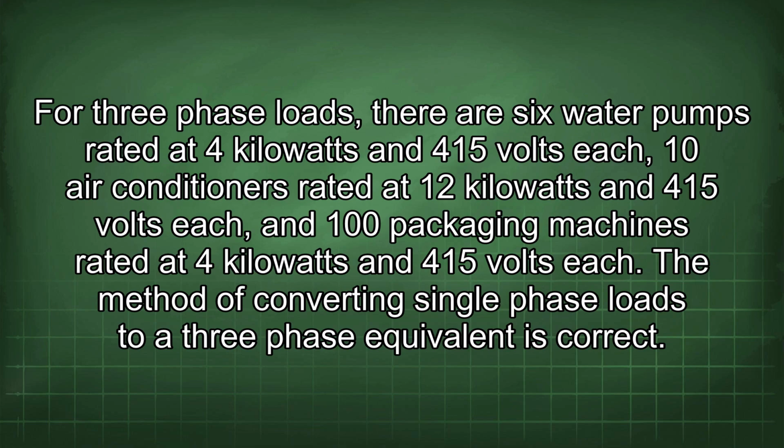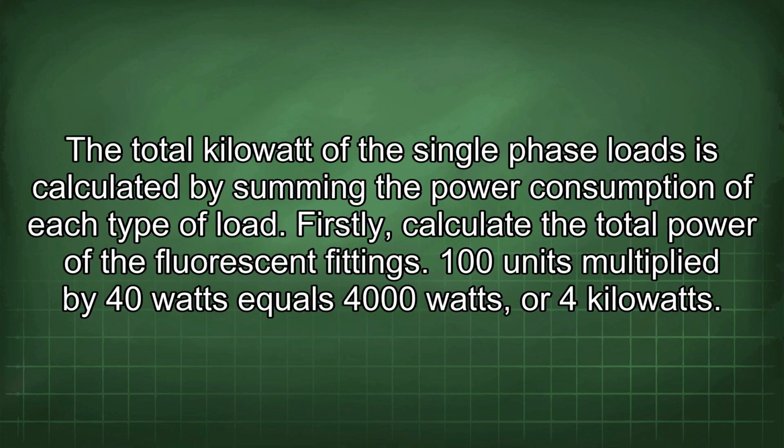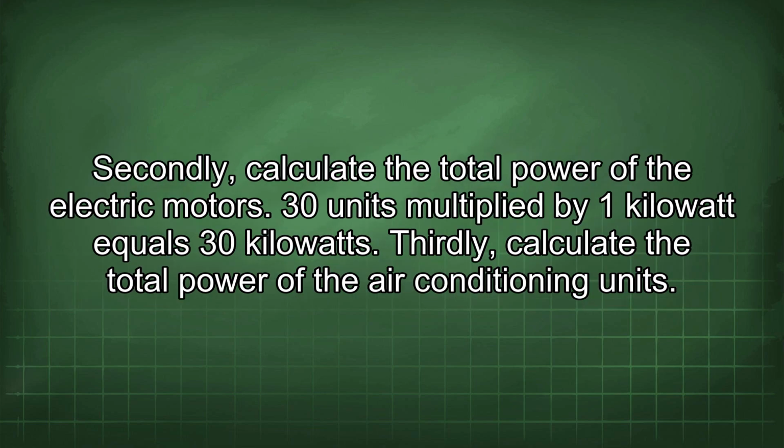The method of converting single-phase loads to a three-phase equivalent is correct. The total kilowatt of the single-phase loads is calculated by summing the power consumption of each type of load. Firstly, calculate the total power of the fluorescent fittings. 100 units multiplied by 40 watts equals 4000 watts, or 4 kilowatts. Secondly, calculate the total power of the electric motors. 30 units multiplied by 1 kilowatt equals 30 kilowatts.